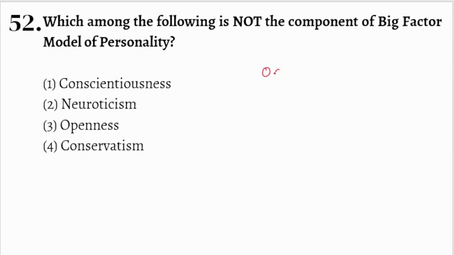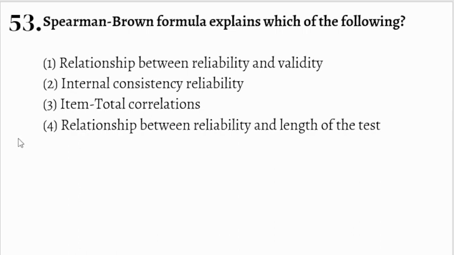Okay, yes. So it is also known as the OCEAN model: openness, conscientiousness, extraversion, agreeableness, and neuroticism. Nowhere is conservatism there, so 4 is going to be our answer, and it was proposed by McCrae and Costa. Big 5 factor. Okay, moving ahead to the next question, question number 53.